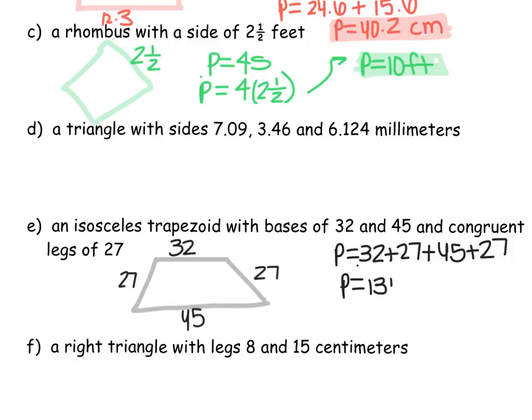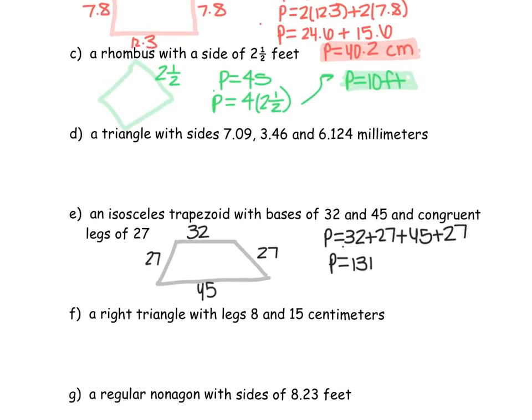131. There is no unit here. They don't say inches or anything like that, so we could just write units. That's fine. So that would be our perimeter for the isosceles trapezoid.